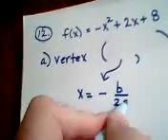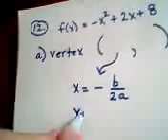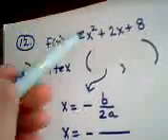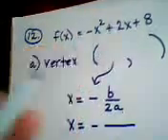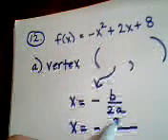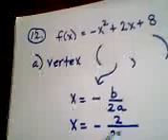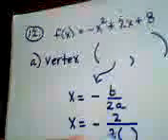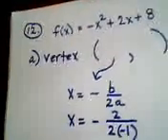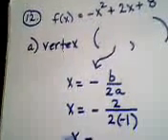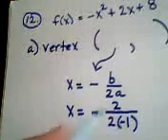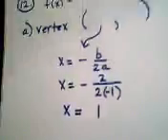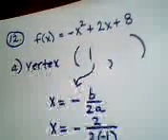over 2a. So in this particular problem, it's the opposite of, let's look at our function. b is 2, and then 2 times a, and when I look at my function, a is negative 1. So when I evaluate that, this turns out to be a positive 1. So the x-coordinate of my vertex is 1.